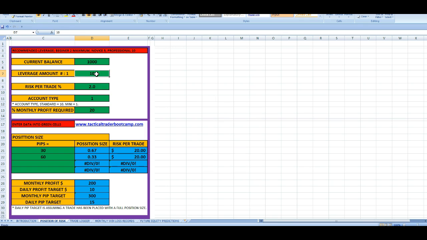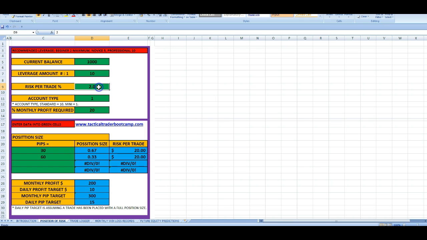Now, leverage amount, we'll talk about this in another video to come, but my full leverage is 10 to 1, which means for every $1,000 in the account, I'm actually trading with $10,000. But more on that another time.